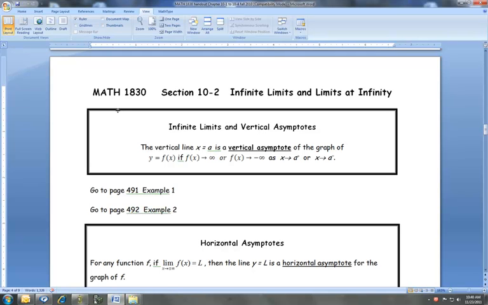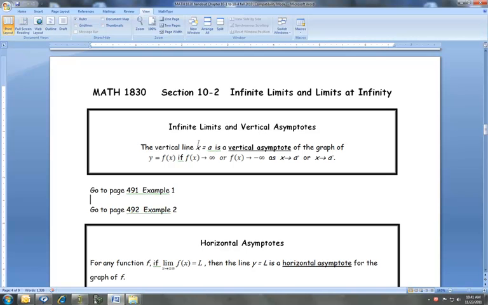Section 10.2 is with respect to infinite limits and limits at infinity. Material that you already have done back in your pre-calc, we just didn't call it that at that point in time. First one I want to look at is infinite limits and vertical asymptotes.